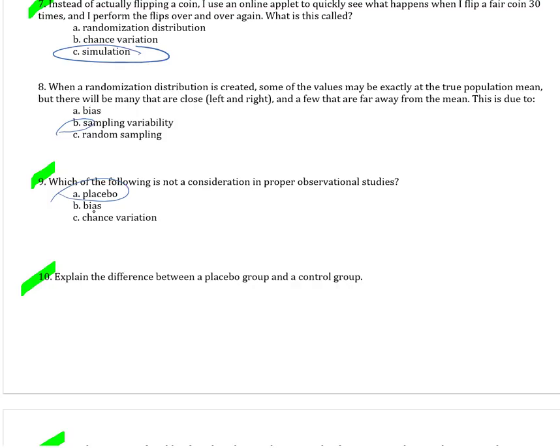Chance variation is something that just happens when you randomly sample. Okay? The difference between a placebo and a control: the placebo group gets something, but they think that they're getting the real treatment, so they're getting a fake treatment, and they're unaware of it. A control group gets nothing, and they're aware that they're getting nothing. Either way, they're used as groups in an experiment to help make a comparison to a treatment group.